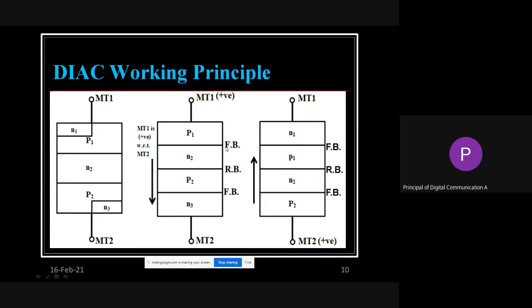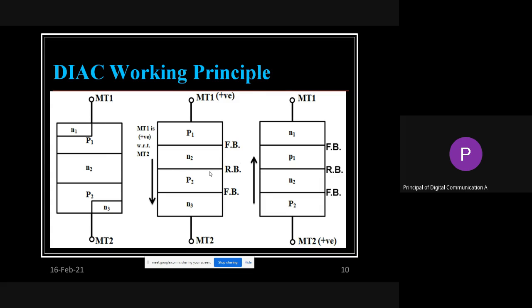How? Because if you are looking here, whatever is written at the junctions, here MT1 is positive, which means the current will flow from the upper side to downwards, and due to that the P1 N2 junction is forward biased. At the same time the P2 N3 junction is also forward biased, but at the same time the N2 P2 junction is in reverse bias. Then how will the current flow?